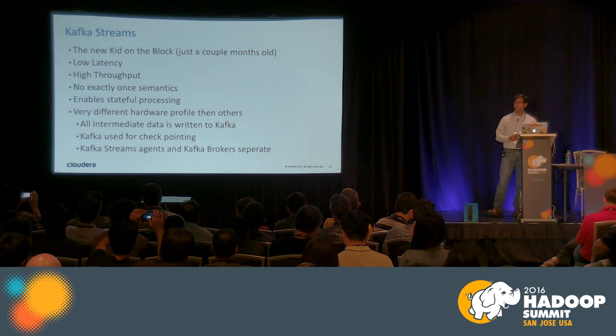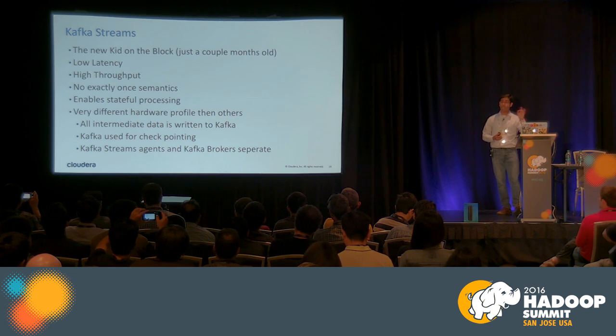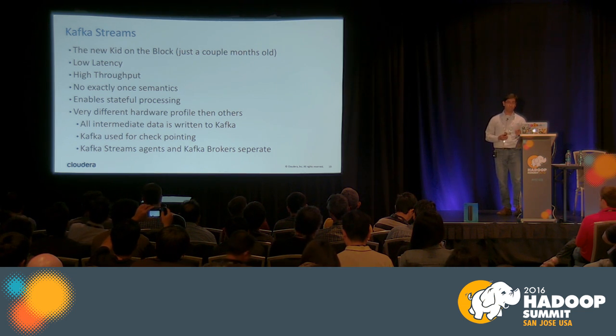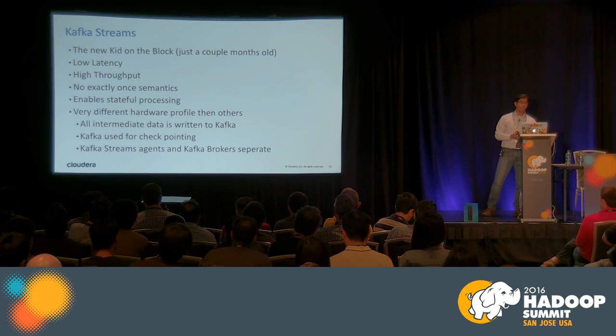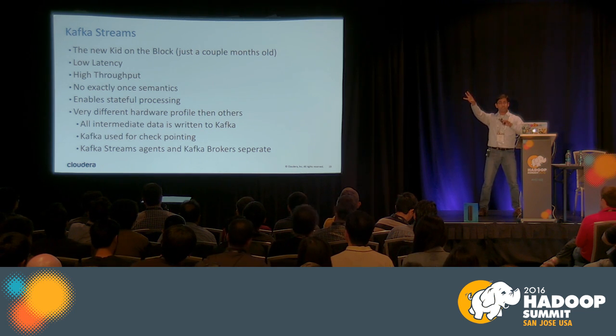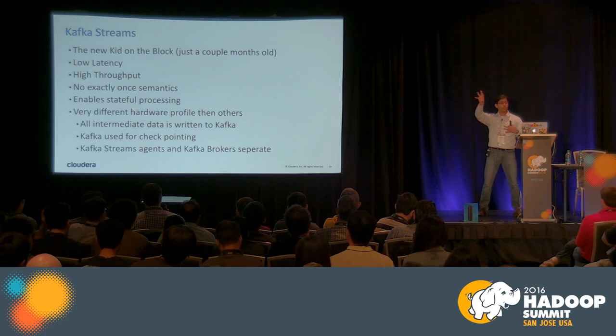It does give you low latency. It does give you high throughput. It does not give you exactly once processing, but it does allow stateful processing. Now, the thing to remember with Kafka Streams is Kafka Streams and the Kafka brokers themselves are separate. Your Kafka Stream nodes or processes are running separately from the broker machines.